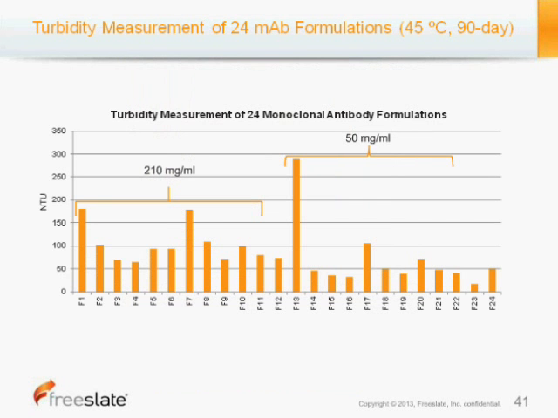So for turbidity measurement, these are the results that we obtained. So you can see that for the 210 milligram per mil solutions, the turbidity that we measured was somewhere between 70 NTUs and approximately 170 NTUs, and that was for formulations F1 through F12. And you can see for the lower concentration formulations that the turbidity of the sample ran between 20 NTUs and approximately 300 NTUs. And you can see that the one that really stands out quite dramatically is the formulation F13.